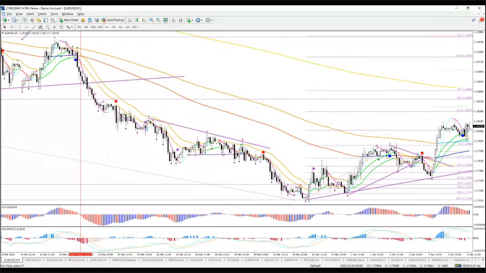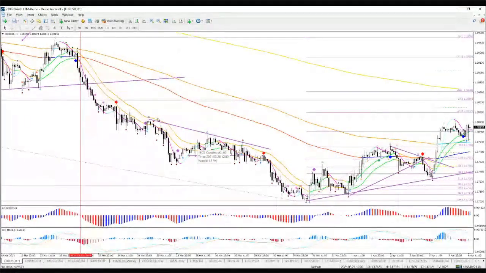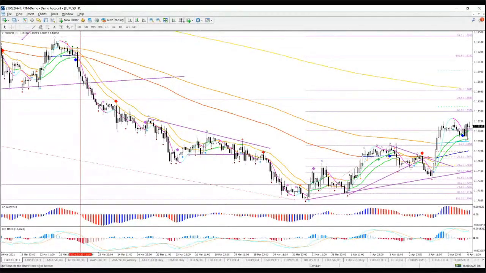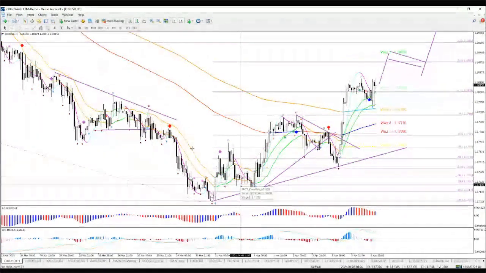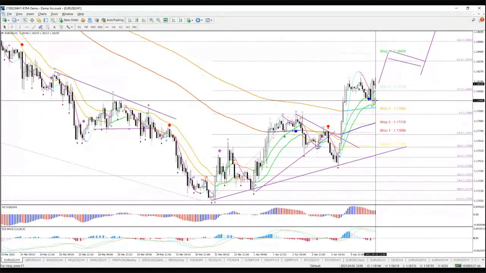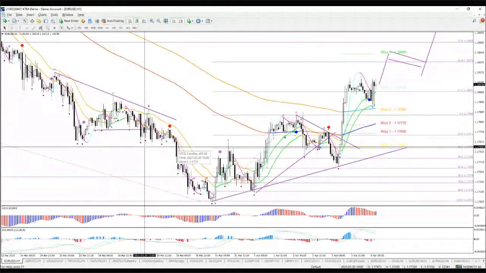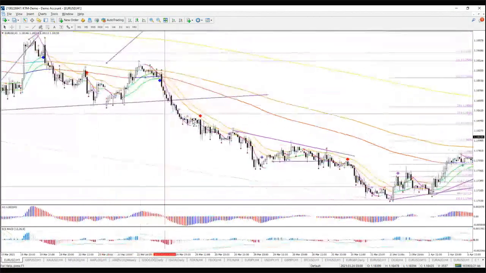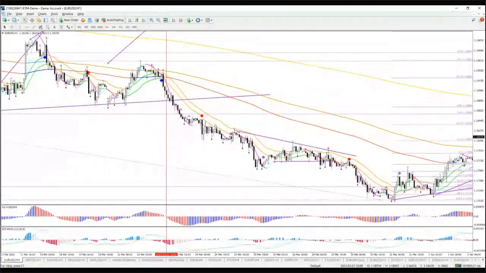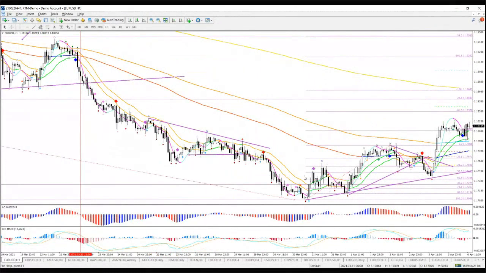Sometimes the analysis changes, of course. The most clear example was this break. That was a clear invalidation of my bullish wave C, and that indicated a clear wave 5 of C down. So that's a great example of that.